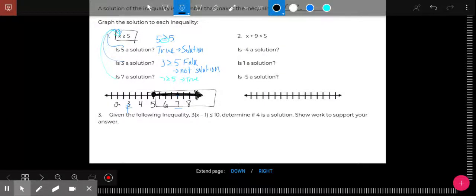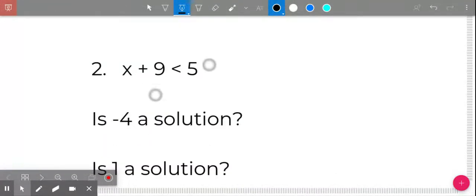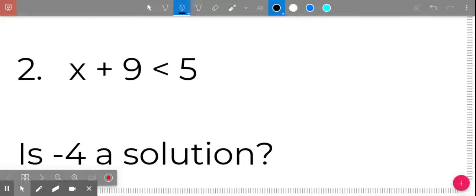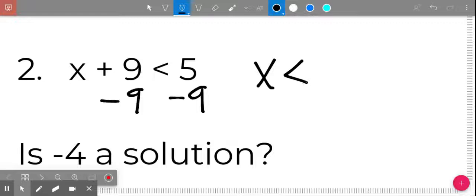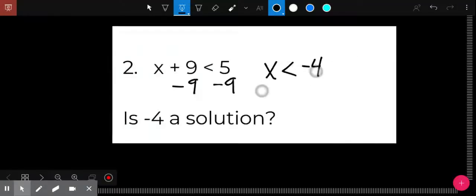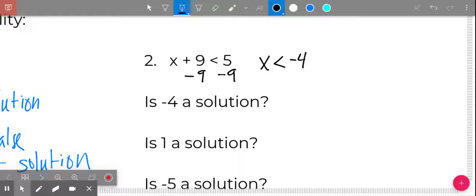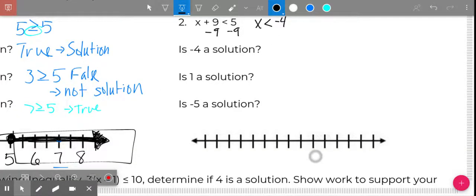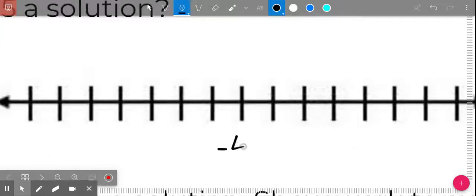We have x plus 9 is less than 5. So we've got to get that x all by itself, so we're going to subtract the 9 over. And we'll get x is less than 5 minus 9, which gives me negative 4. So now we're going to get our number line set up so we can figure out where we need to shade. We're going to put the negative 4 in the middle, a few numbers that are bigger, and a few numbers that are smaller.